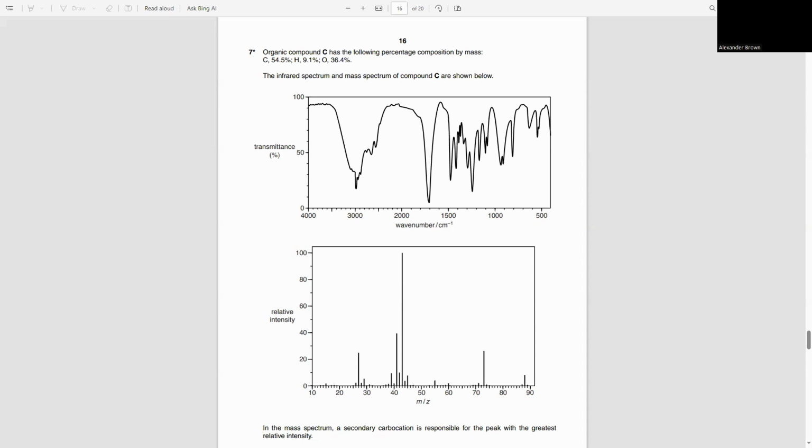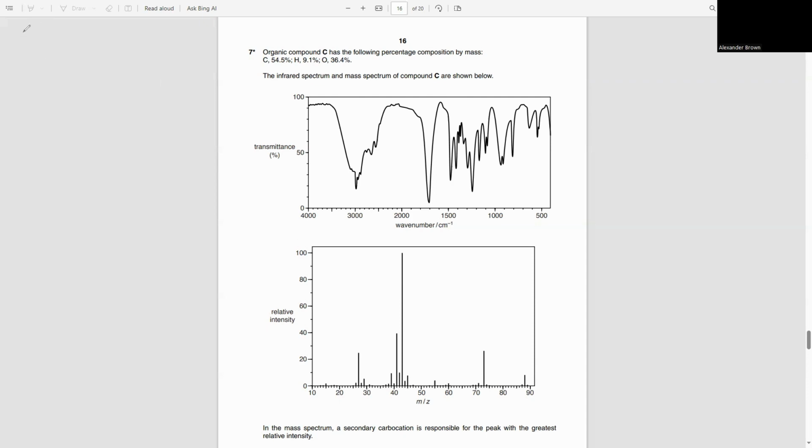Now, if we read the question in front of us, we're told that organic compound C has the following percentage composition by mass. Carbon has 54.5%, hydrogen has 9.1%, and oxygen has 36.4%. This information is what we get from elemental analysis, and we can use it to determine the empirical formula of our compound.